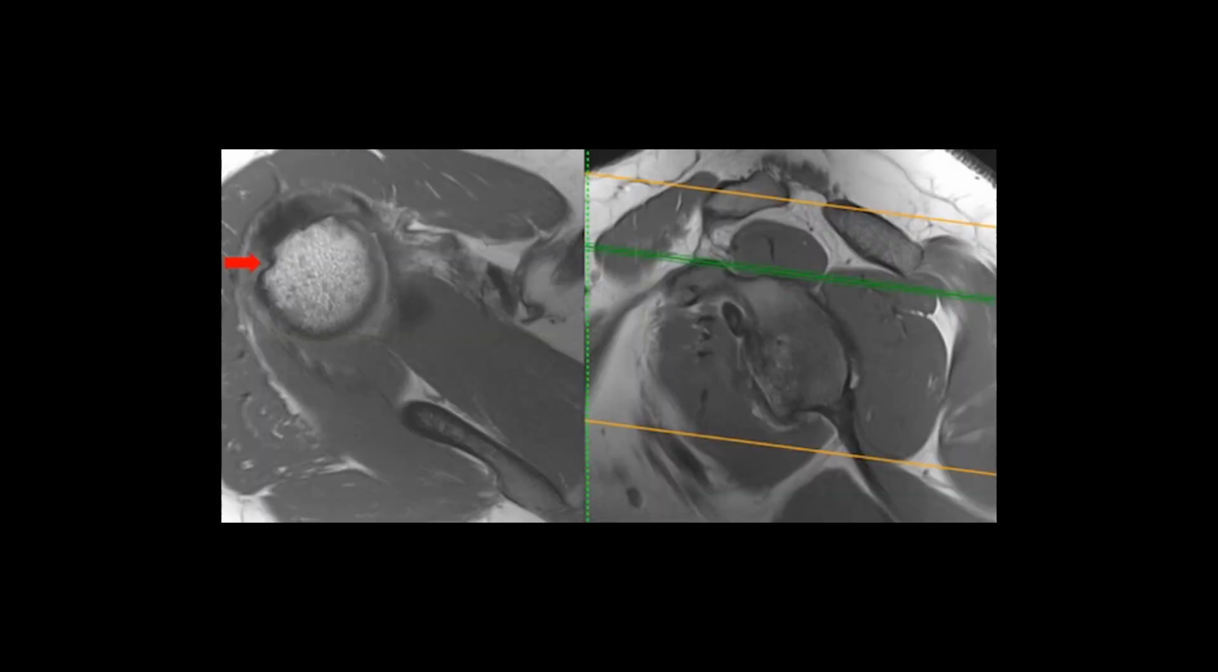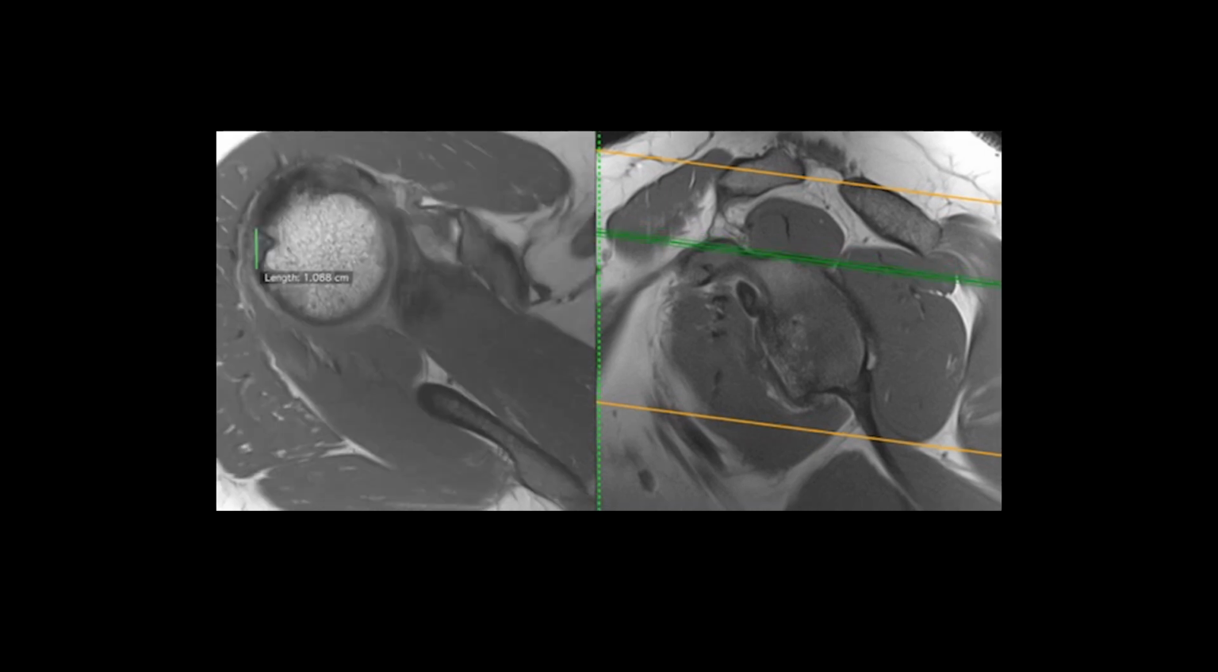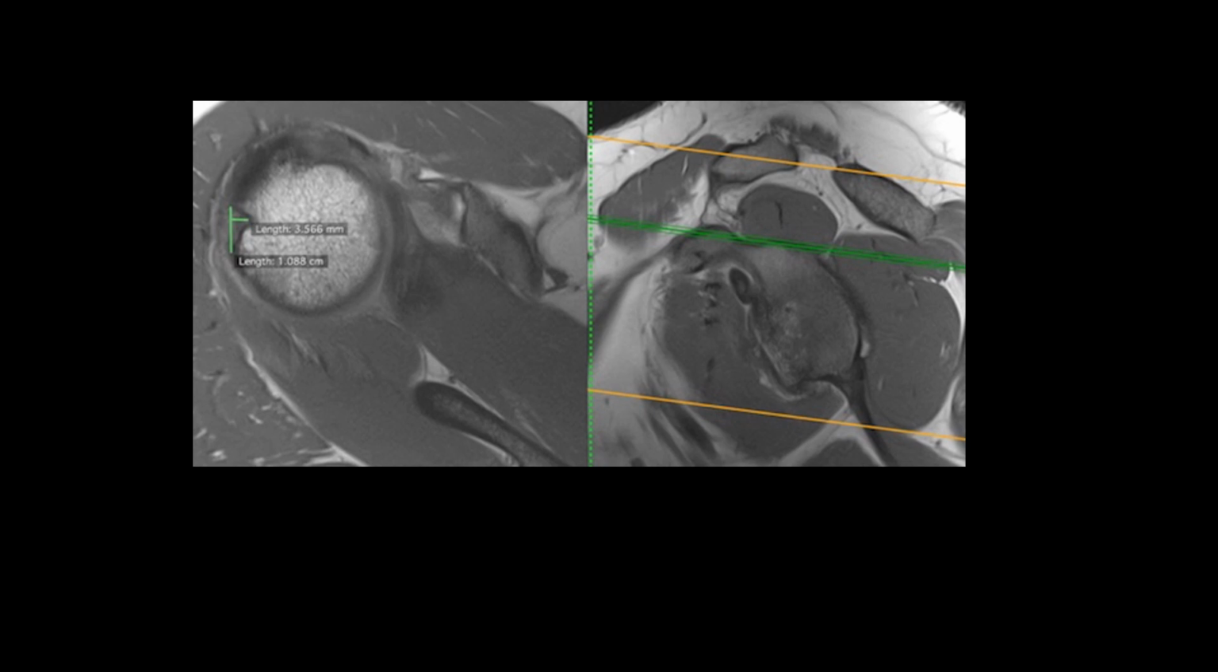So we do see a Hill-Sachs defect as shown by the red arrow on the axial proton density image. In the corresponding sagittal image, we see that the Hill-Sachs defect is seen at the level of the superior margin of the coracoid process. We should always remember that the Hill-Sachs defect is seen at or above the level of the coracoid process. We need to measure the transverse dimension and the depth of the Hill-Sachs defect.